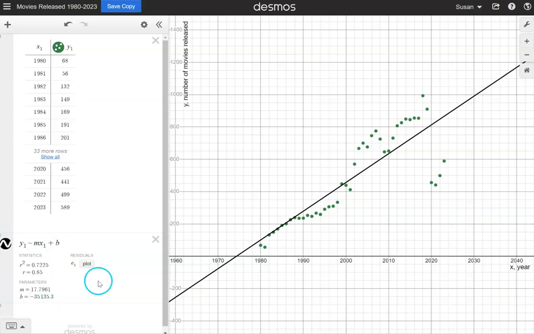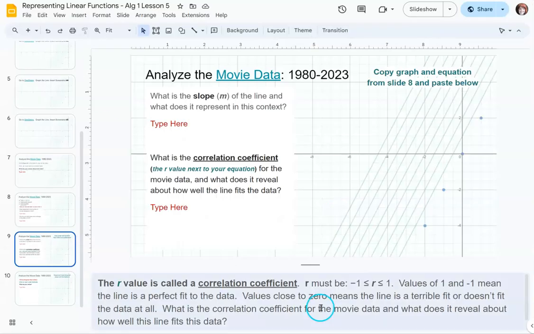They're going to take this picture and paste it onto the next slide. They don't have to redo their graph or redo their equation. They can just basically copy and paste it from one slide to the next. But I'm asking them to identify that number as 0.85 and tell me what that means. And I do give them the definition down here.